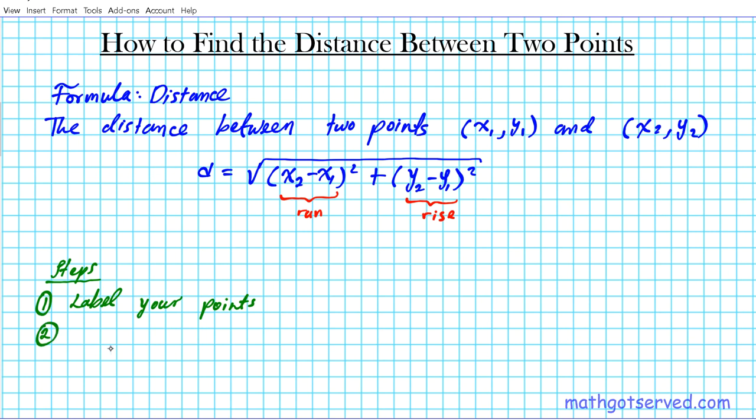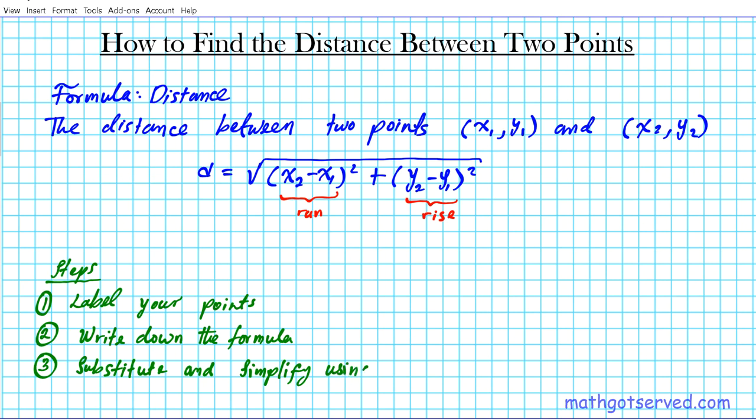After you're done labeling your points, you go ahead and write down the formula. You want to know exactly what goes where. When you're done writing down the formula, we're going to substitute what you labeled in step 1 into step 2. So substitute and simplify. You're going to simplify the resulting expression using the order of operations. Please excuse my dear Aunt Sally.